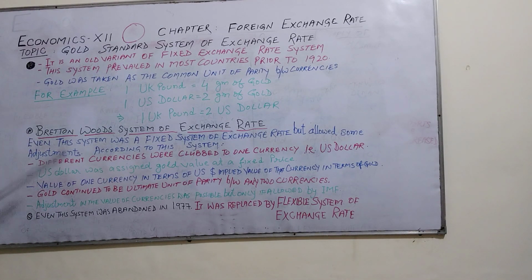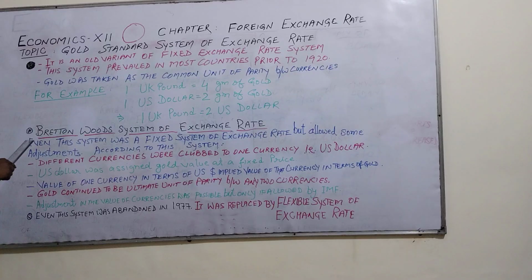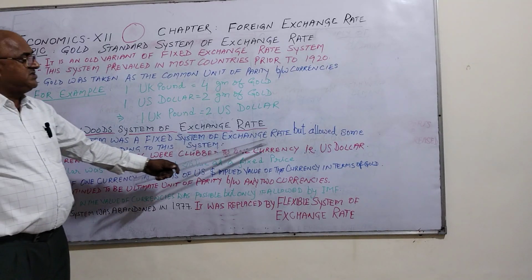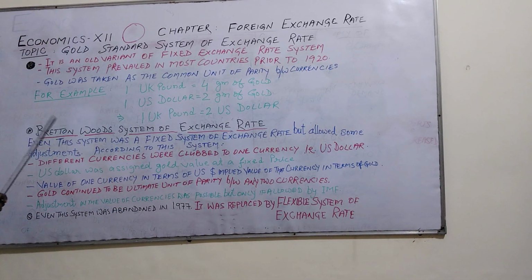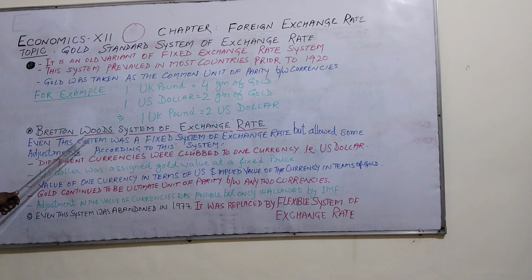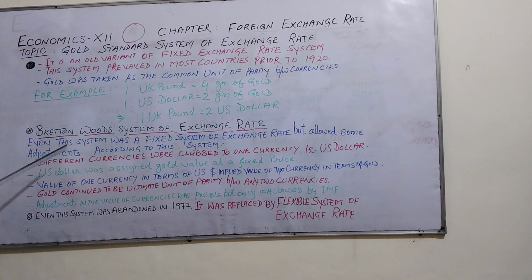So next, the Bretton Woods system of exchange rate. What does it mean? Even this system was a fixed system of exchange rate, but it allowed some adjustments. Who did the adjustment? That we will discuss over here. So once again, Bretton Woods system of exchange rate. Even this system was a fixed system of exchange rate, but allowed some adjustments according to this system.